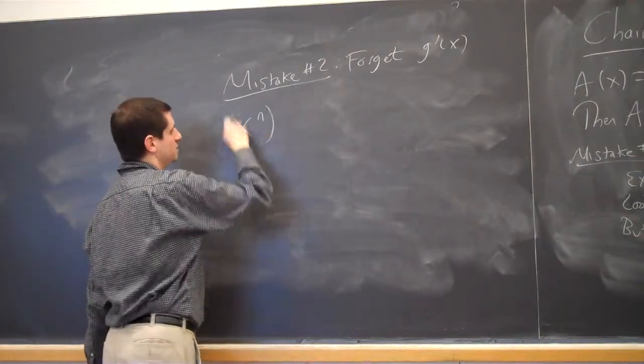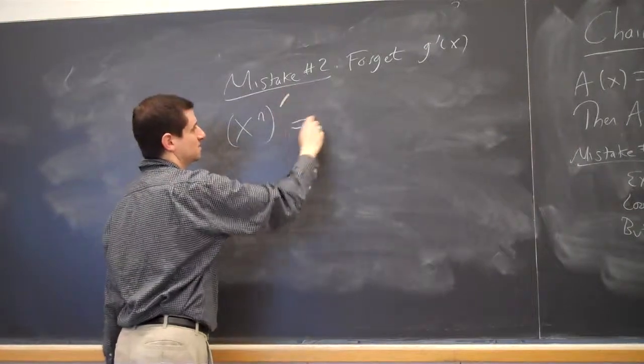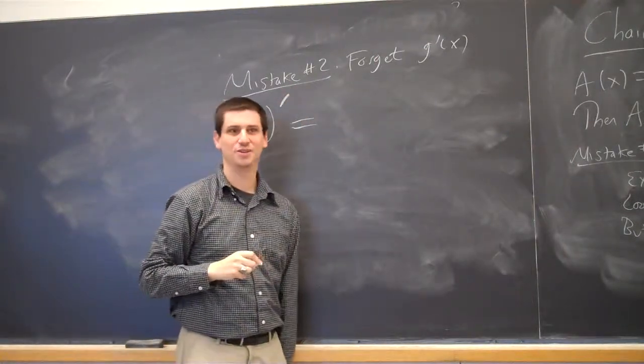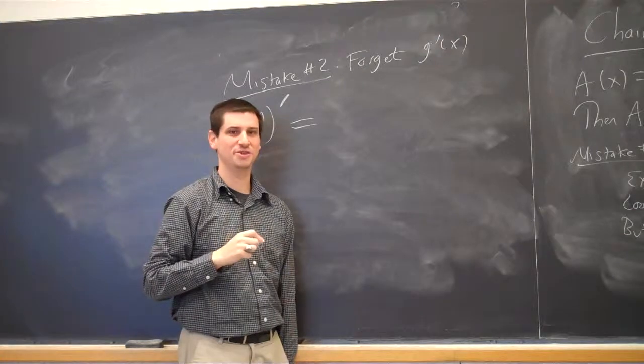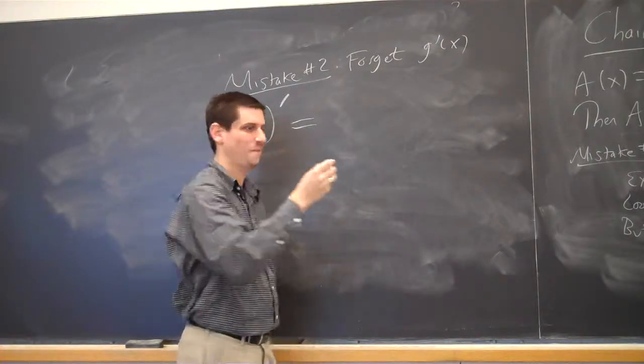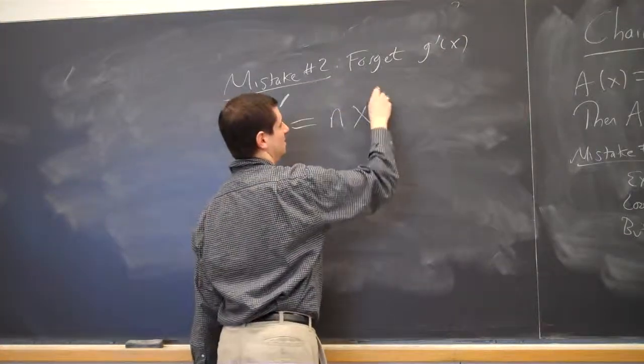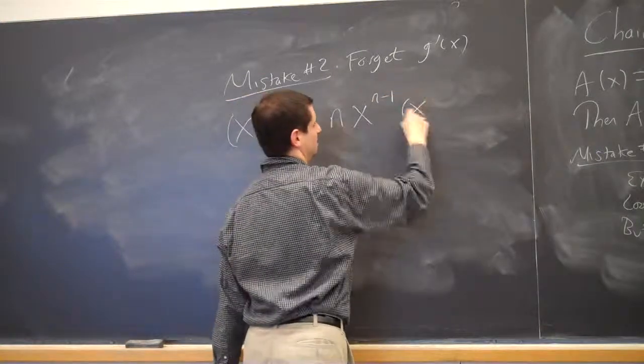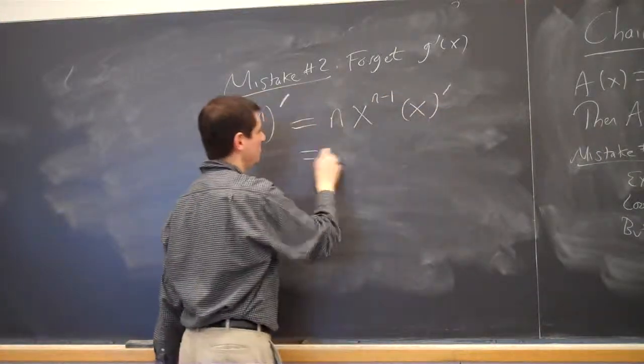What's the derivative of x to the n? You've all been warned. You can give it to me correctly. The derivative of x to the n. nx to the n minus 1 times the derivative of x. Excellent. And what's the derivative of x?